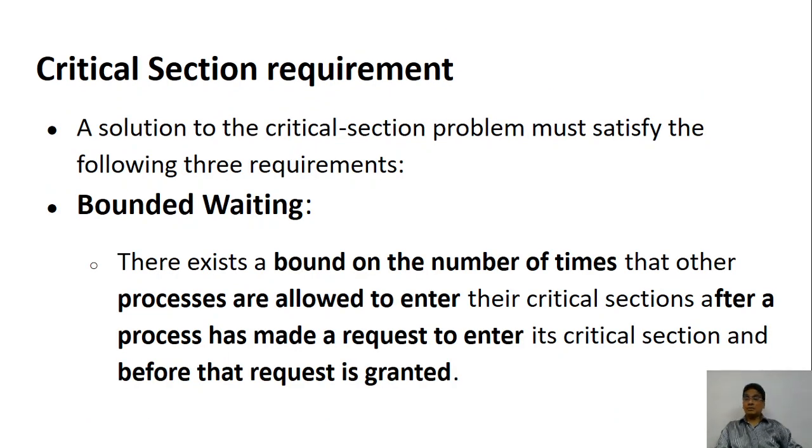Next one is bounded waiting. What is the meaning of bounded waiting? There is a bound on the number of times other processes are allowed to enter a critical section after a process has made a request to enter. Suppose you go and ask, I want to enter into the critical section. The operating system may say, no, you don't go now, you wait, let the other person go. So you wait quietly.